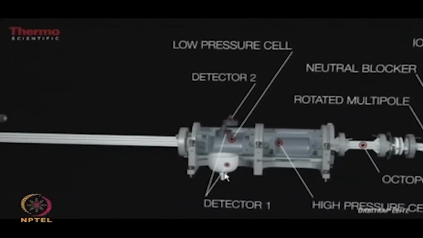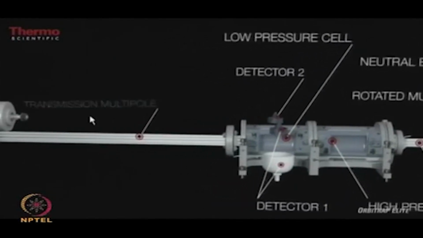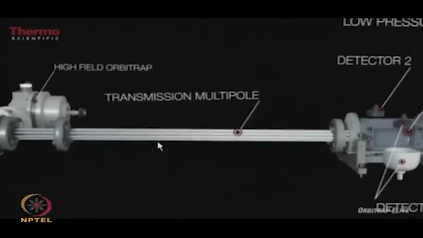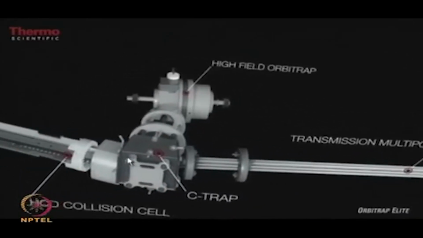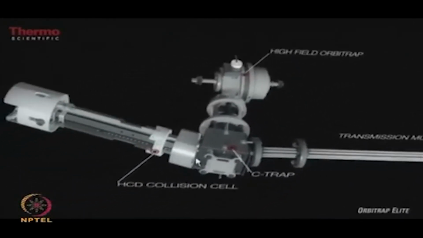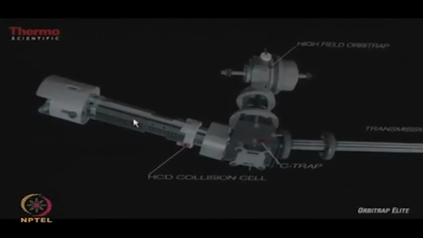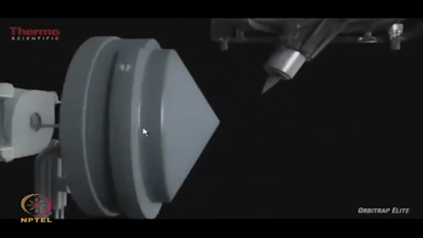Then on the radial there are two detectors, detector 1 and detector 2, which, when you work with the linear trap, can be used for the detection of ions from the linear trap. From the linear trap it goes to the transfer optics. Then we have the C trap, which dynamically squeezes the ions into a packet and allows those ions to go into the high field Orbitrap. Then you have the SCD cell.